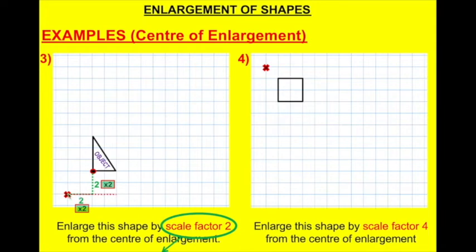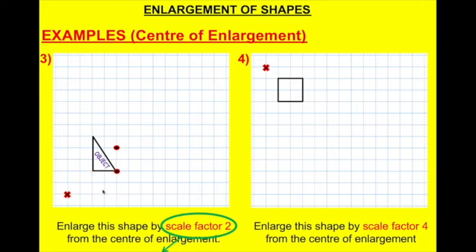So this becomes 4. Again, we counted from the center of enlargement as 1, 2, 3, 4, and this vertical movement becomes 1, 2, 3, 4 as well, because 2 times 2 is 4. So that's the new point on the image. Okay, we'll pick another point on the object.